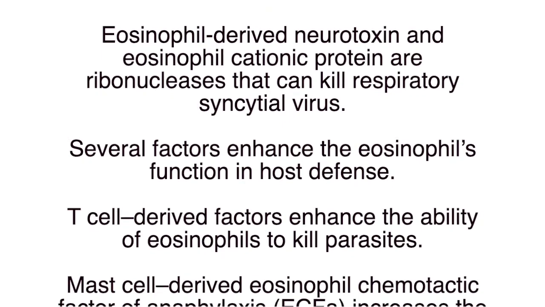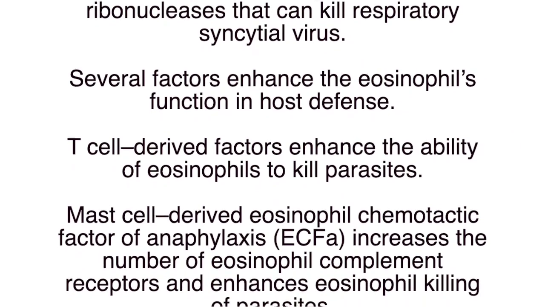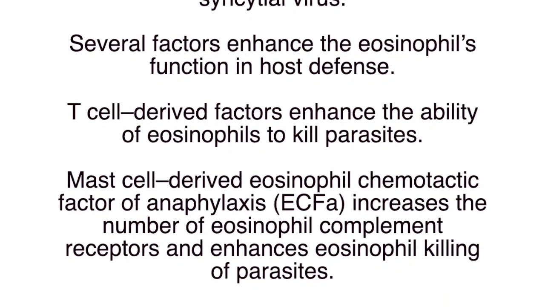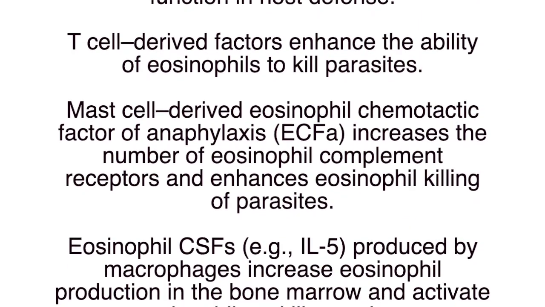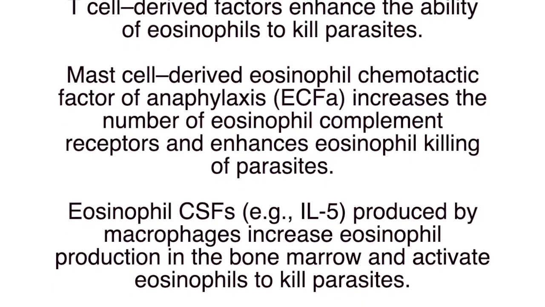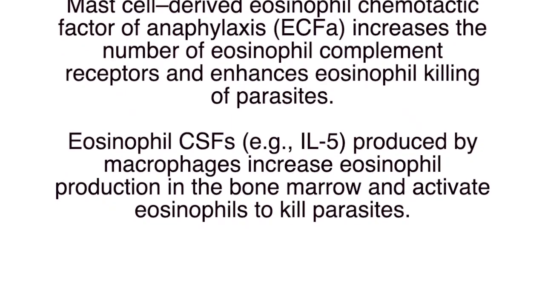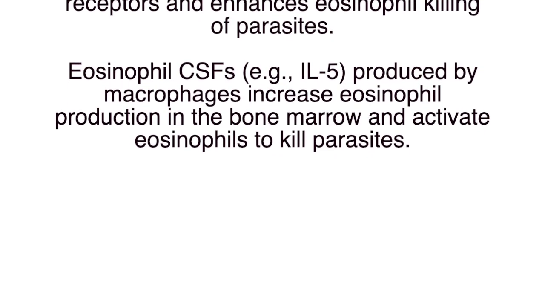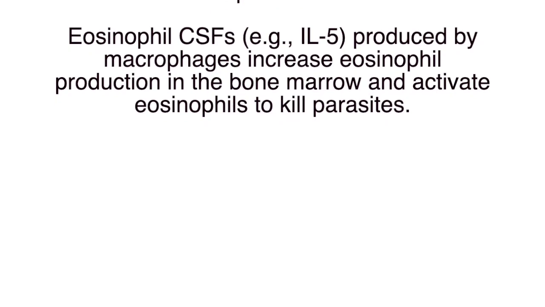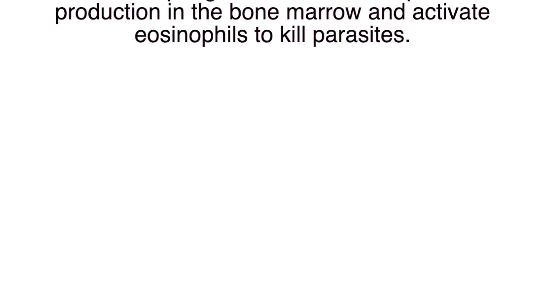Several factors enhance the eosinophil's function in host defense. T-cell derived factors enhance the ability of eosinophils to kill parasites. Mast cell derived eosinophil chemotactic factor of anaphylaxis, ECFA, increases the number of eosinophil complement receptors and enhances eosinophil killing of parasites. Eosinophil CSFs, for example IL-5, produced by macrophages, increase eosinophil production in the bone marrow and activate eosinophils to kill parasites.